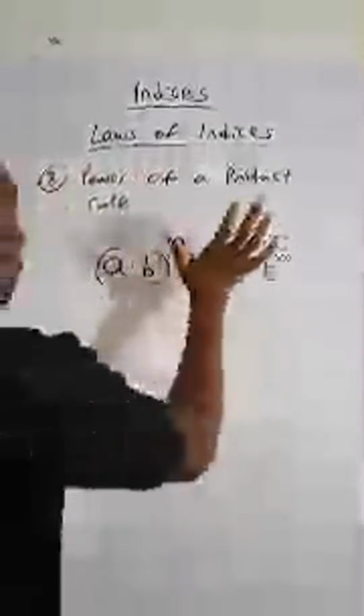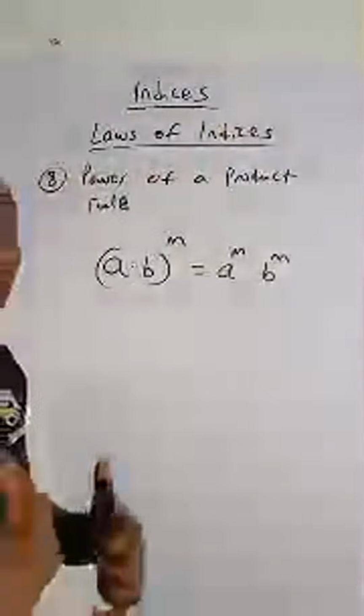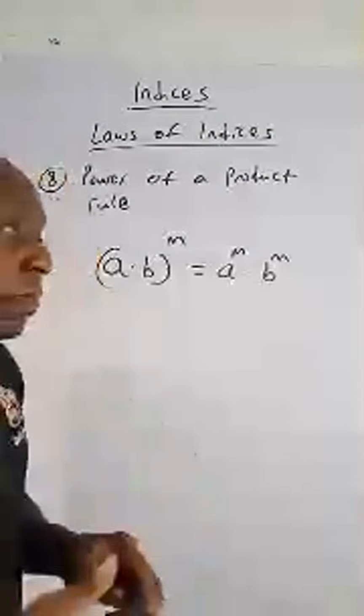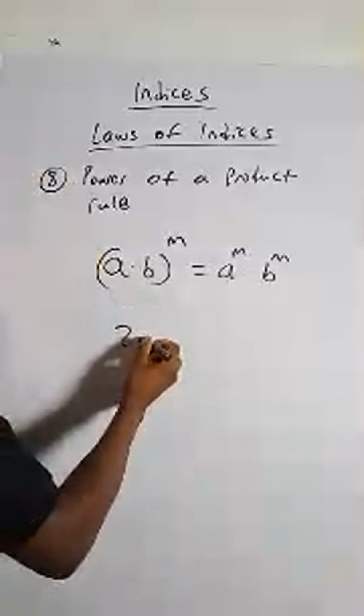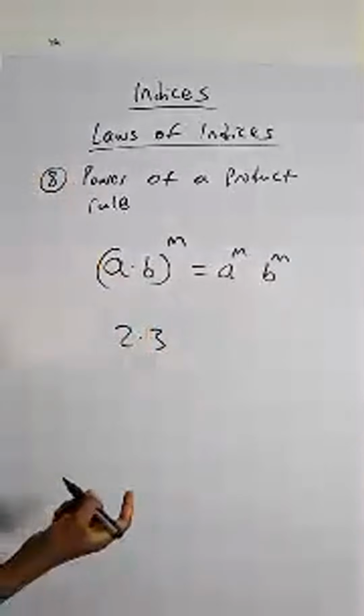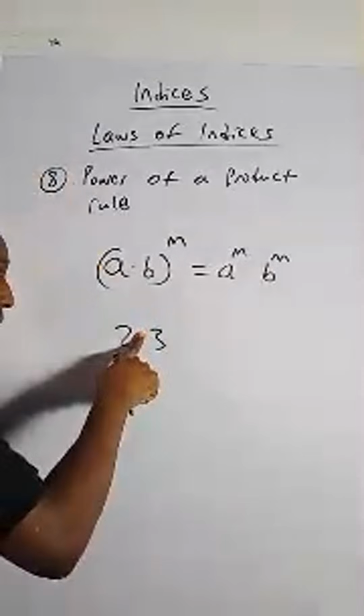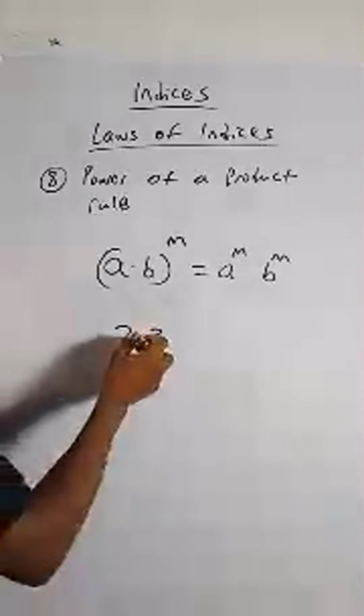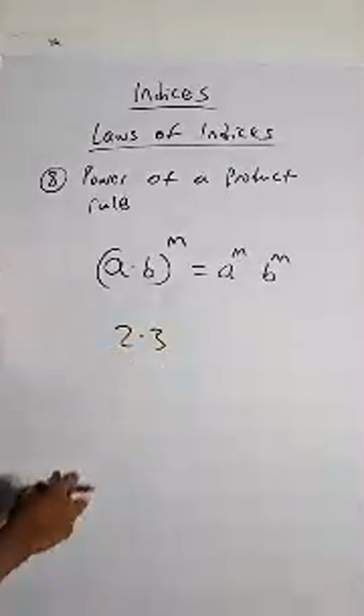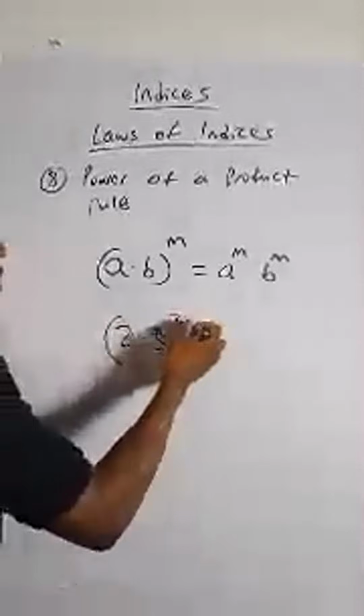So this is the power of a product rule. This is how it works. Let me quickly explain this using real numbers. Let's say you have 2 times 3. This times, by the way, is a dot. It's not a decimal point. If it were a decimal point, I would have dropped it lower, but it's in the middle, so it's a times dot. So let's say you have this raised to the power of 2.